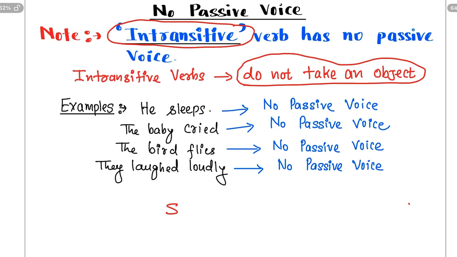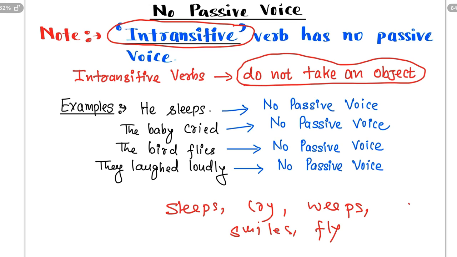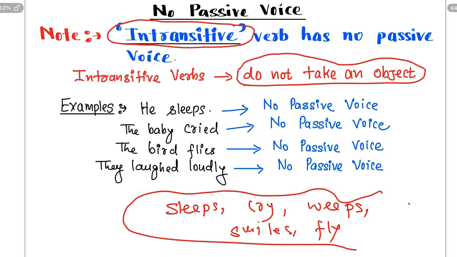For example, sleeps, cry, weeps, smiles, flies. These all are examples of intransitive verb. They never take an object with themselves. So intransitive verbs don't have passive voice. And we all know whenever we change an active sentence into passive voice, there is a need of object. Since intransitive verb has no object, it has no passive voice.